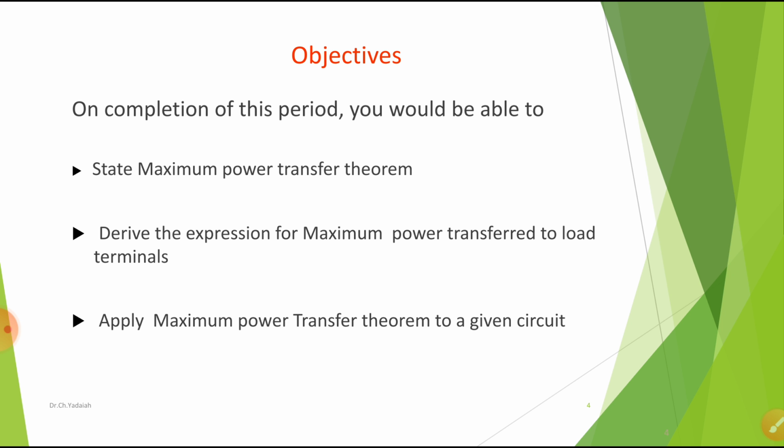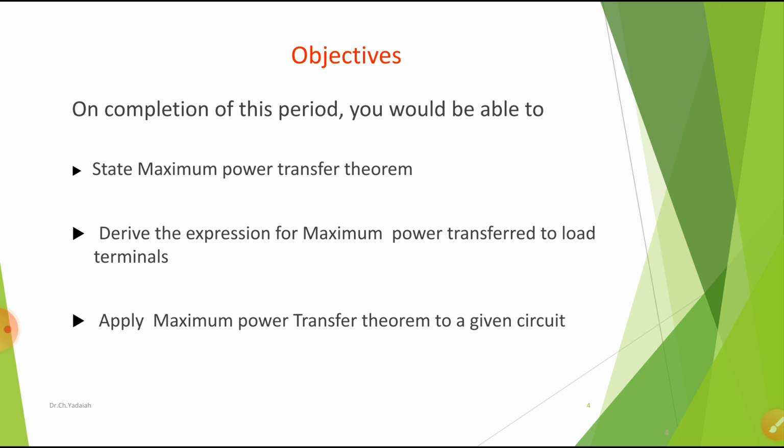If the same theorem is applied for AC networks, in that case we are going to consider the impedance. The impedance Z is equal to R plus j XL, where XL is based on the frequency. Okay, so let us see the case of DC circuits.